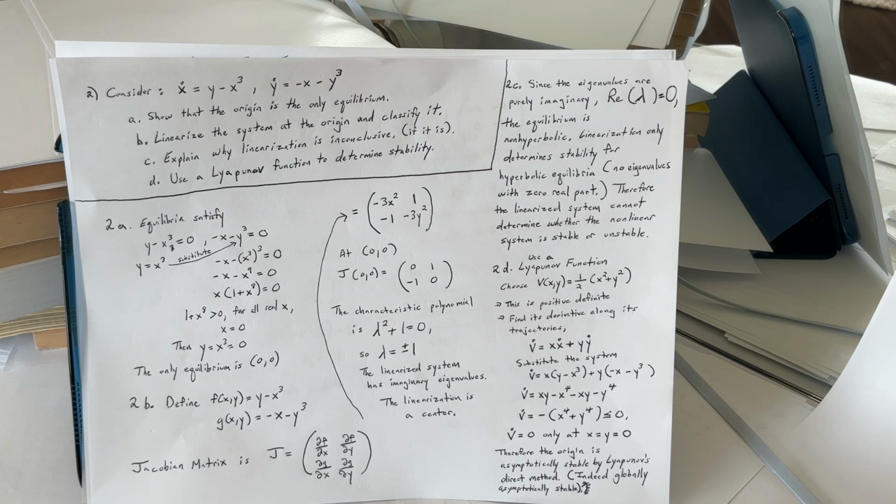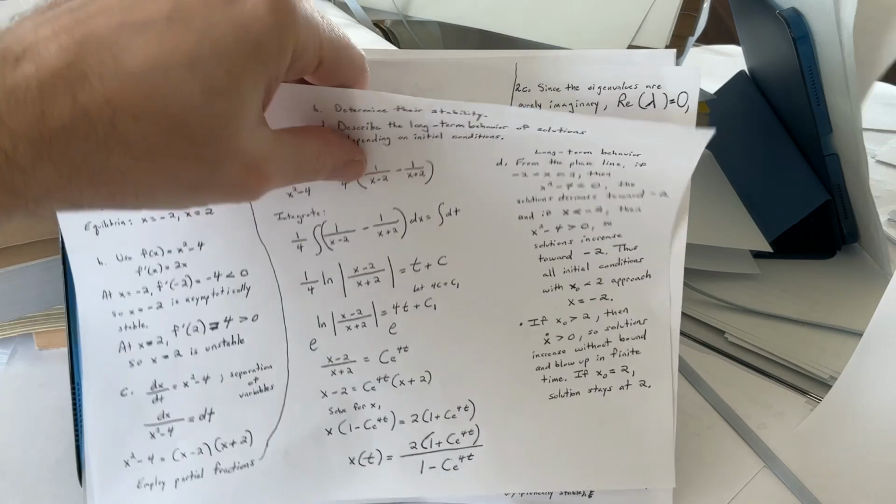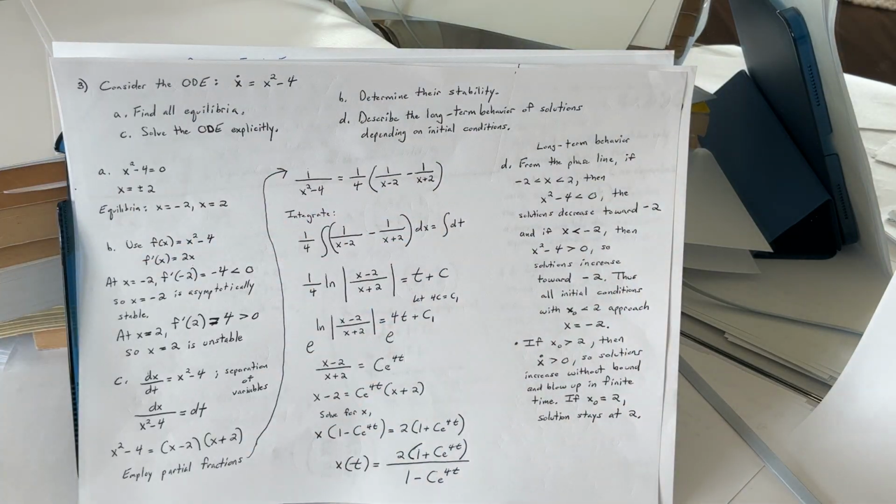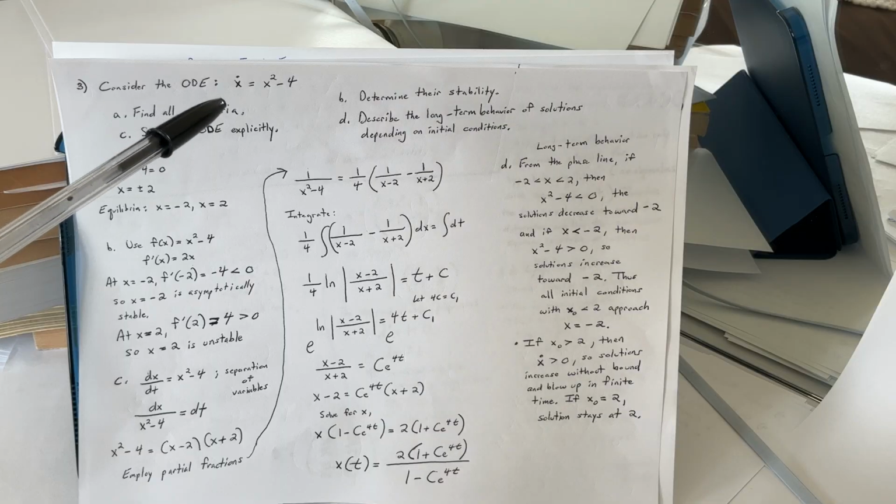Okay, so that looks like it takes care of letter number 2. That's A, B, C, D. All right, moving along. Let's take a look at number 3. Number 3, we have an ODE, ordinary differential equation.